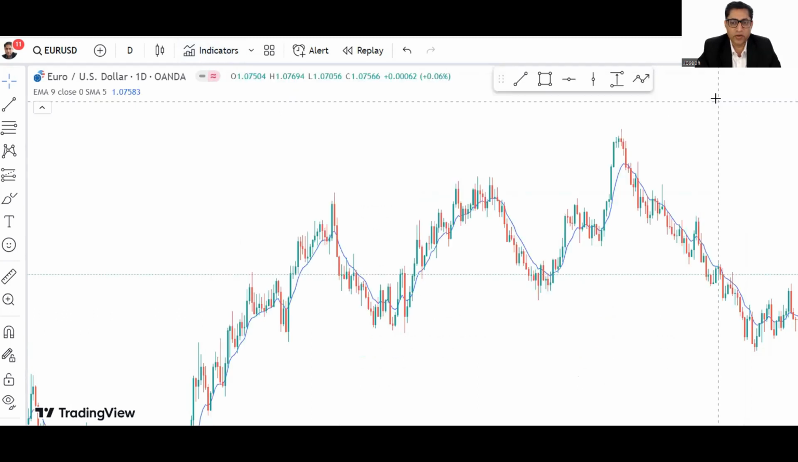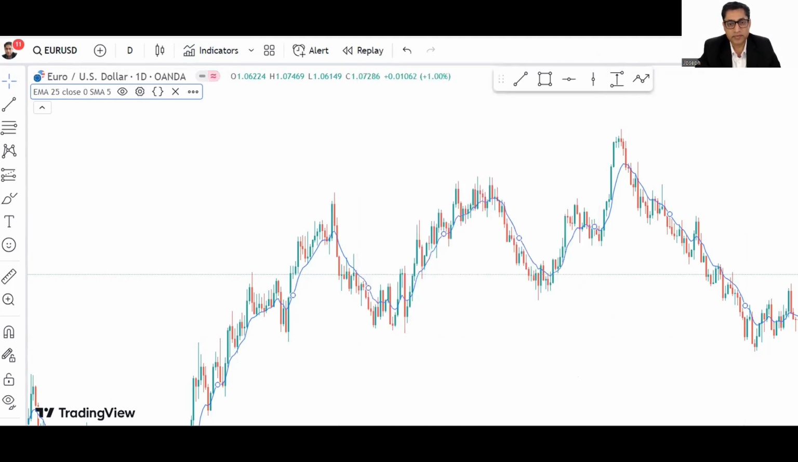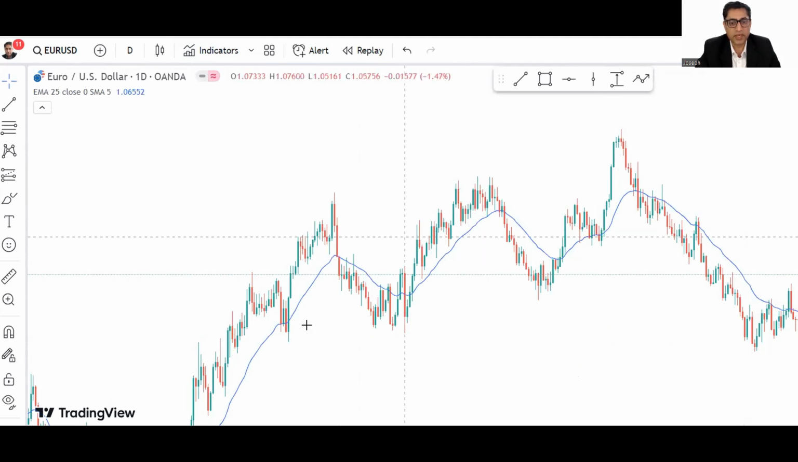Once you enter EMA, normally the standard default is 9 EMA. Now to change it, you just have to go to the settings and you can change the length to 10, 20, whatever. Say for example, you go with 25 and you press OK. You can see the EMA has become a 25 EMA. So this is a single EMA.